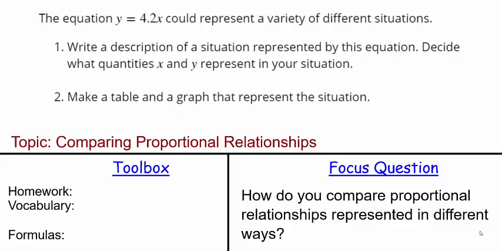This time, Unit 3, Lesson 4, Comparing Proportional Relationships. Man, sounds exciting, doesn't it? Anyway, go ahead and get out your notebooks.